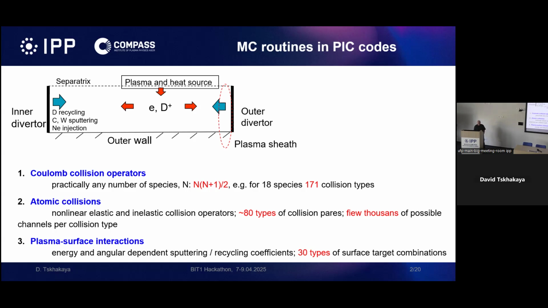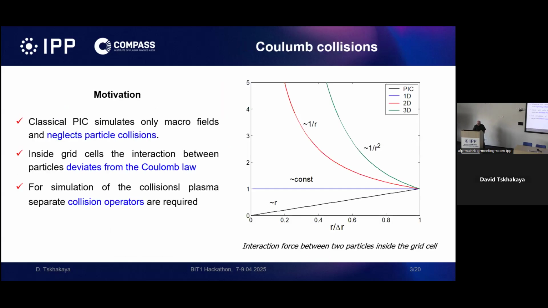The main problem in Monte Carlo simulation is not routines. The main problem is to get data. So it's not related to my talk today. Now, motivation for Coulomb collisions. Classical particle in cell simulates only macro fields and neglects particle collisions. If we consider the distance inside the grid, and a one-dimensional plasma, the force between two particles is constant. If you go to 2D, it's 1 over r, and if you go to 3D, 1 over r squared.